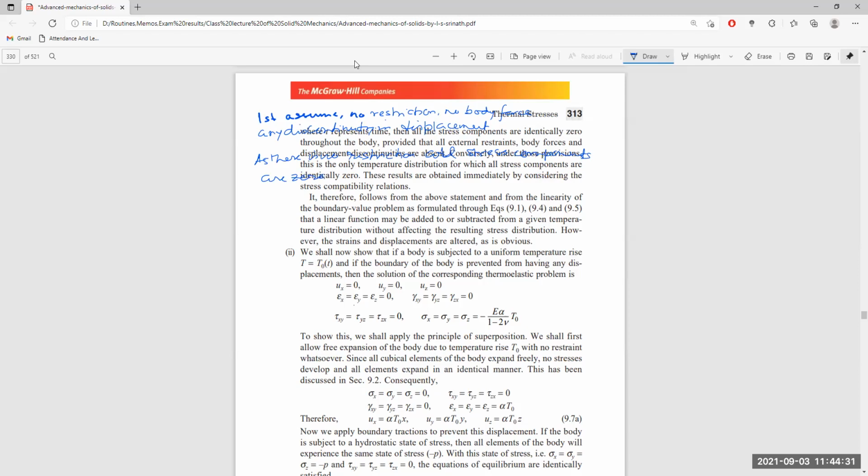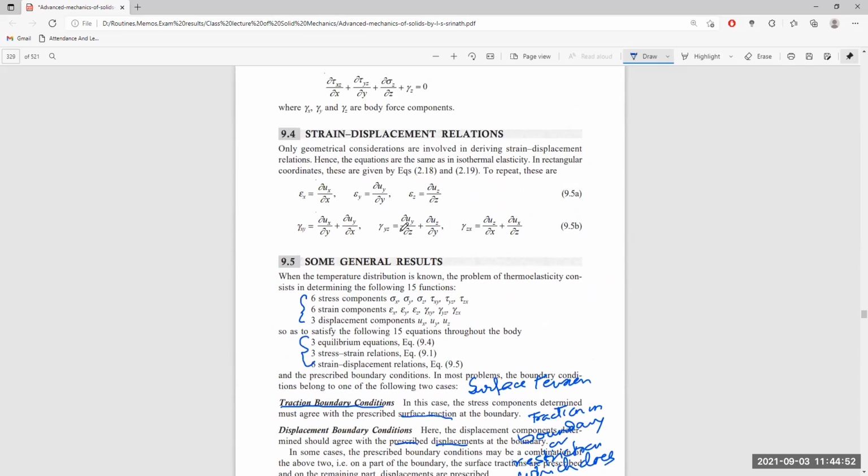These results are immediately obtained by considering the stress commutation relation itself. Now, following from the above statement and the linearity of the boundary value problem we have already formulated through our earlier equations 1, 4, and 5, which is shown like this.